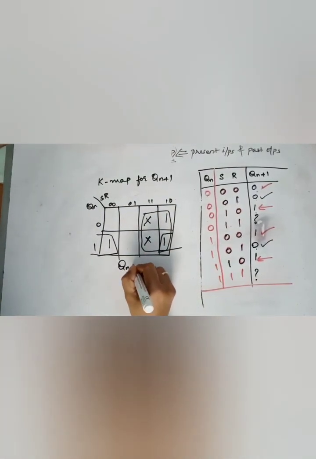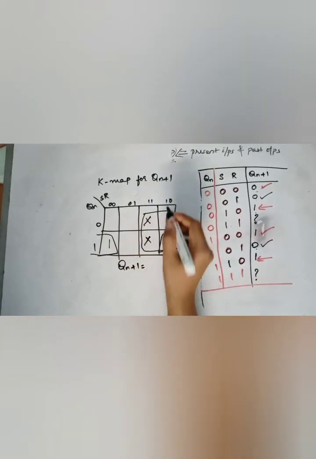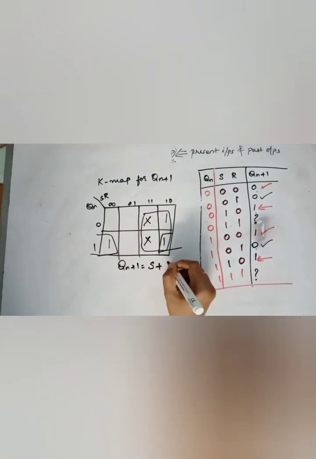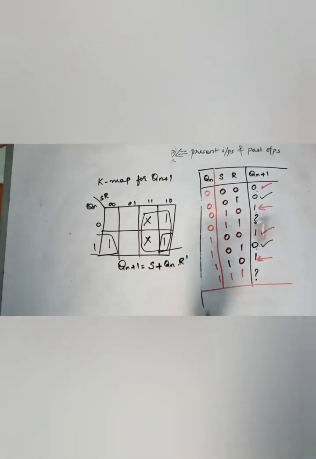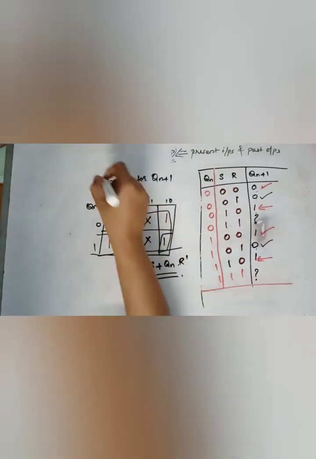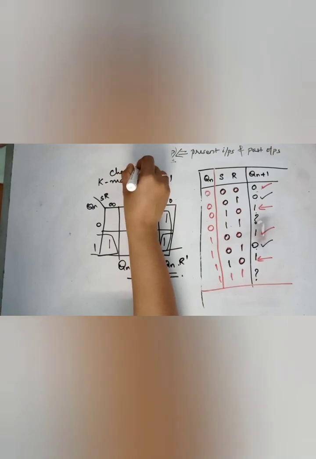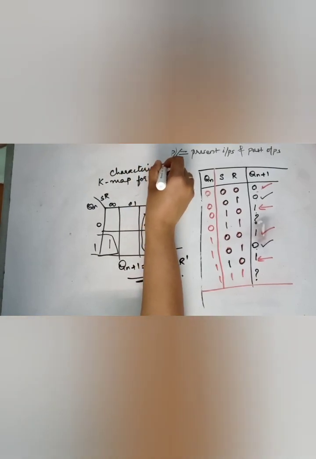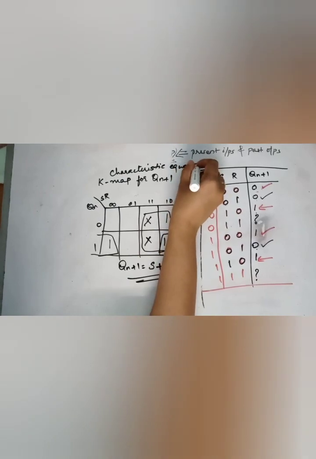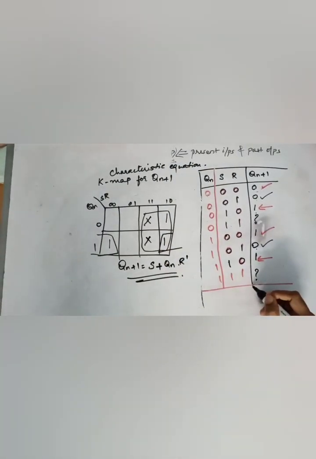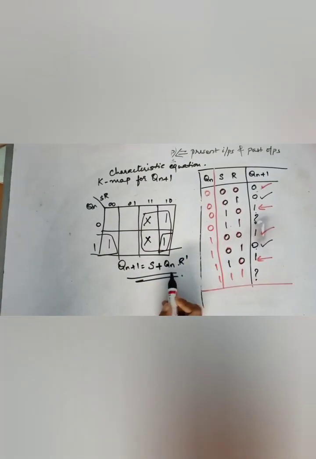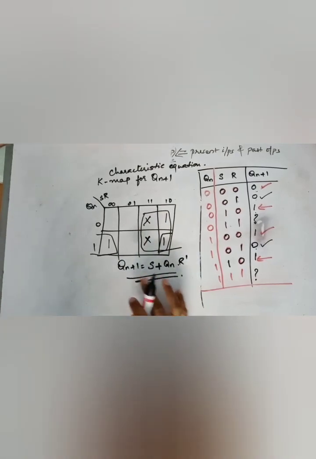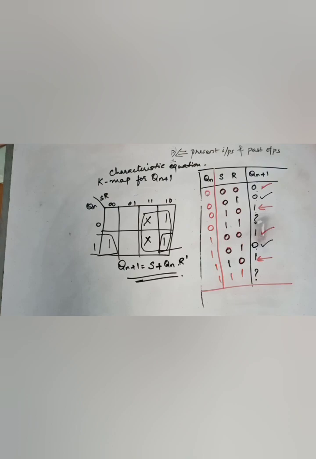So Qn plus 1 equal to S plus Qn into R dash. This is the characteristic equation. Truth table is also called the characteristic table. That's why you call this the characteristic equation. So characteristic equation means equation for Qn plus 1 in terms of Qn and the inputs. So that is SR flip-flop.